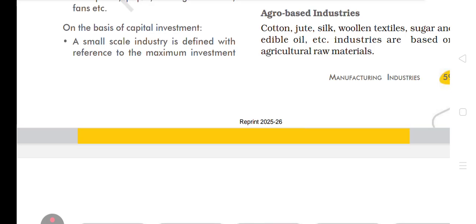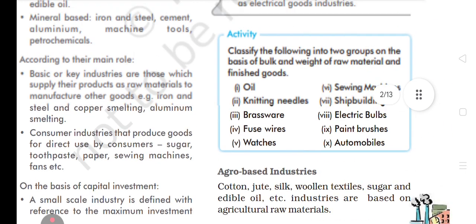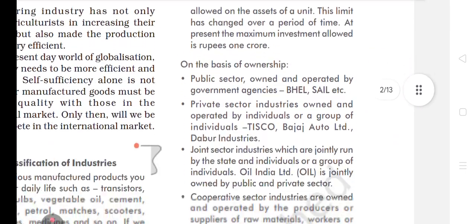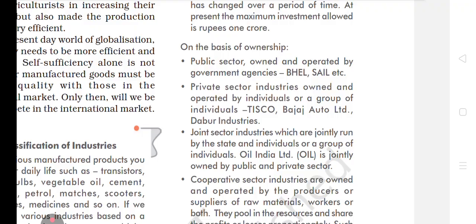A small scale industry is defined with reference to the maximum investment allowed on a unit. The limit has changed over a period of time. At present, the maximum investment allowed is rupees 1 crore. Okay, so 1 crore is allowed, and that will tell us that this is a small scale industry.